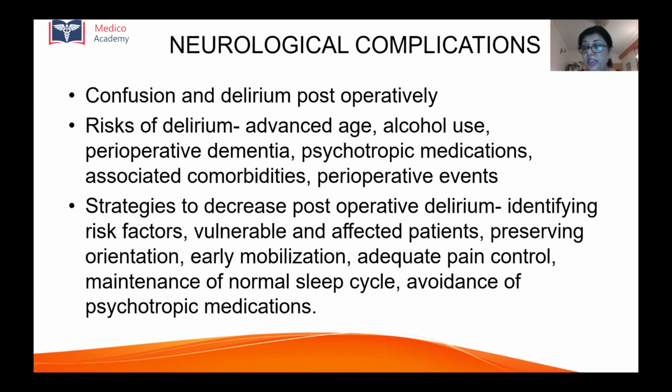Neurological confusion and delirium may be seen postoperatively. This is associated with increased length of hospital stay, poor functional recovery, progression to dementia, and increased mortality. The risk of delirium is increased because of advanced age, alcohol use, perioperative dementia, psychotropic medications, associated comorbidities, and perioperative events. Now, what are the strategies to decrease this?